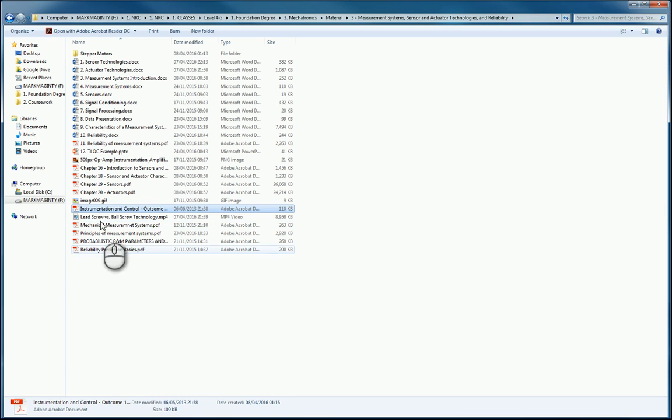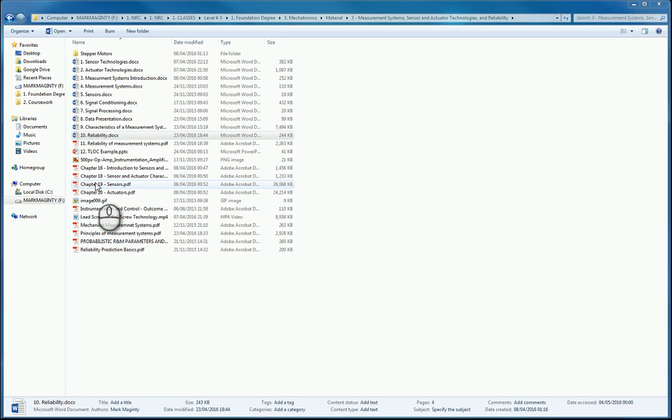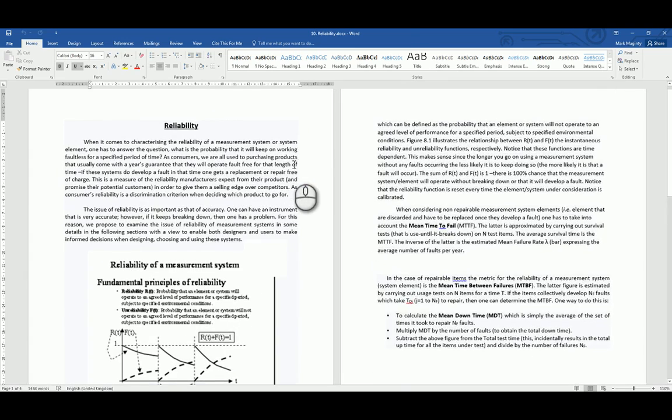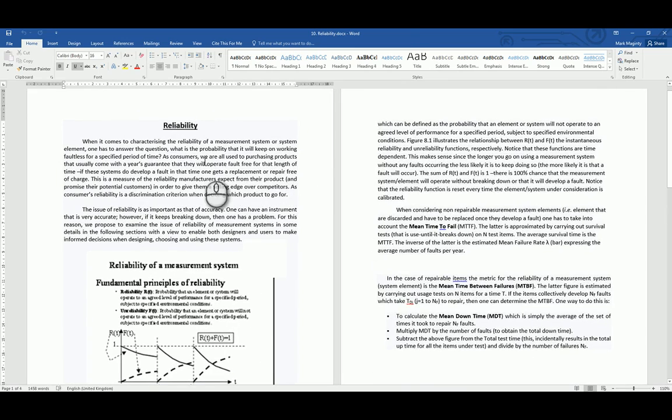So what I want to start with is the reliability one, which is number 10. We'll just begin here if I open this up. So we should be, I think, on the correct reliability one. Yep, the wee red border.